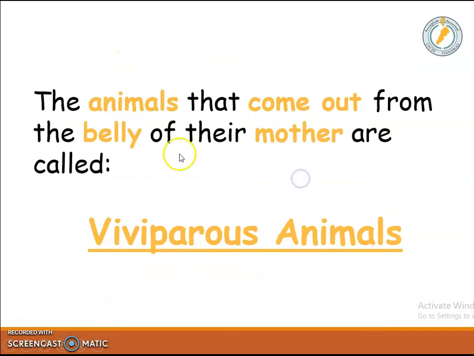Now let's read together. The animals that come out from the belly of their mother are called viviparous animals. So these are the viviparous animals. They come out from the belly of their mother.